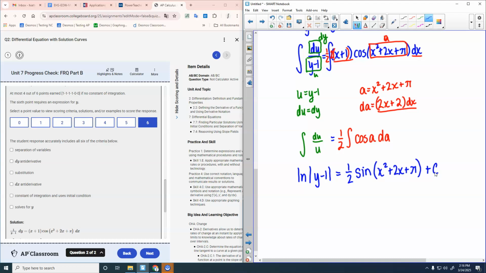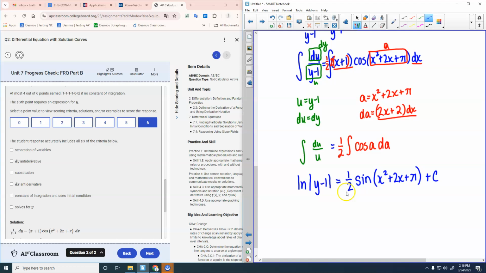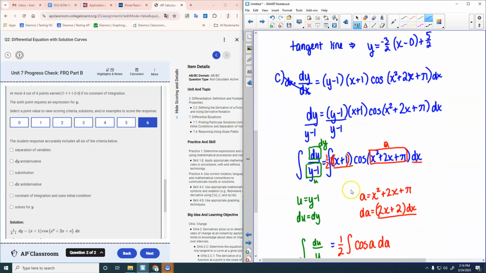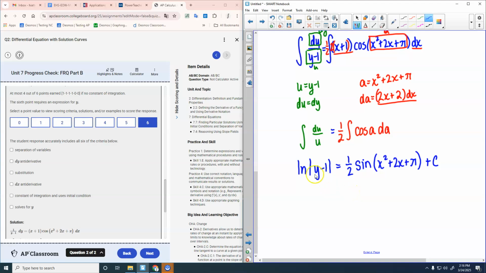Okay, so we're good here. The good thing about this is you have got most of the points here. We've got 4 of the 6 points because there's going to be kind of a lot of work for the last points on this. Do I want to plug in, what's the point, 0, 5/2?